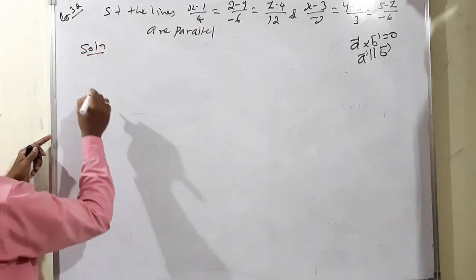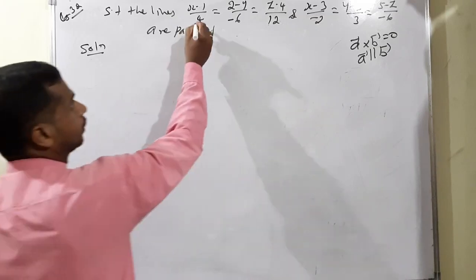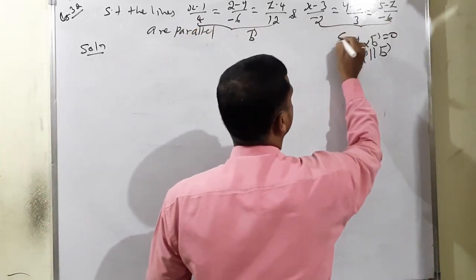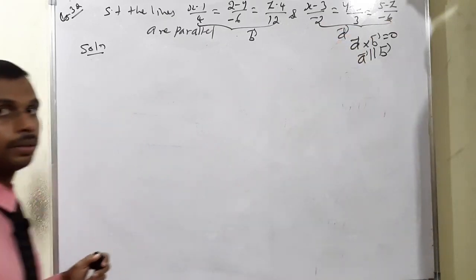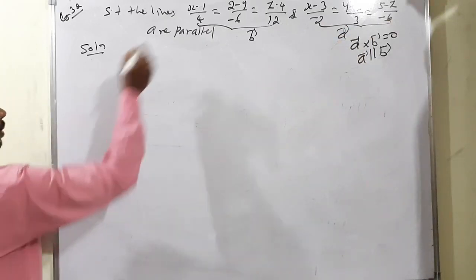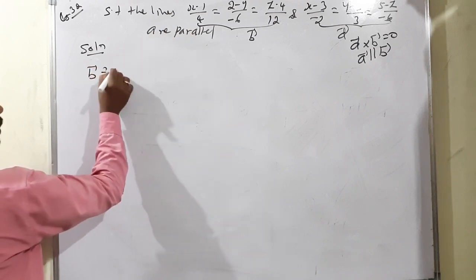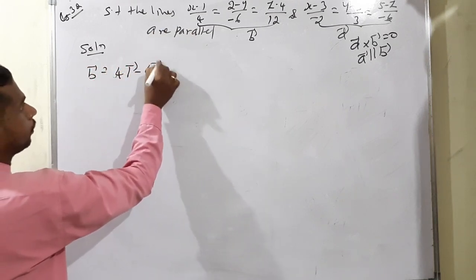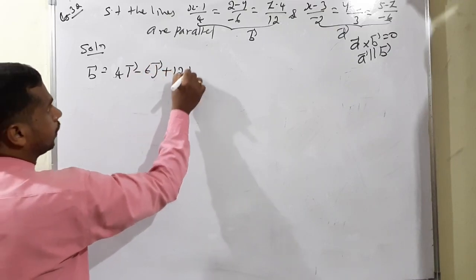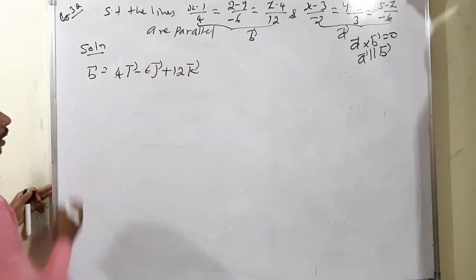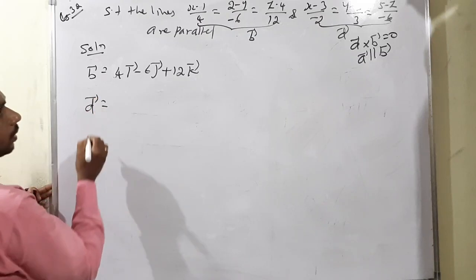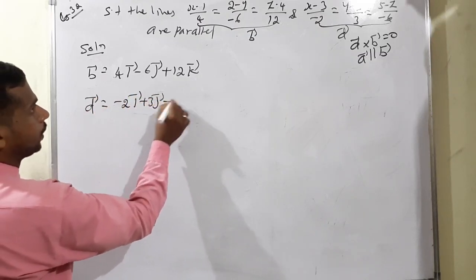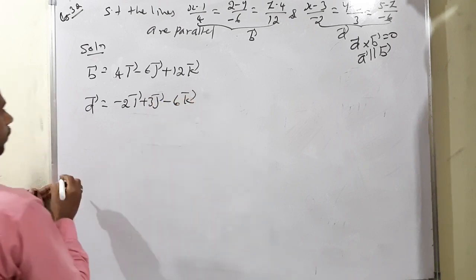Okay, the solution. First we need to find out B vector and D vector. The denominator part, first one, this is called B vector, this is called D vector. But the numerator is called the point. Therefore B vector is equal to 4i vector minus 6j vector plus 12k vector. Then D vector is equal to minus 2i vector plus 3j vector minus 6k vector.